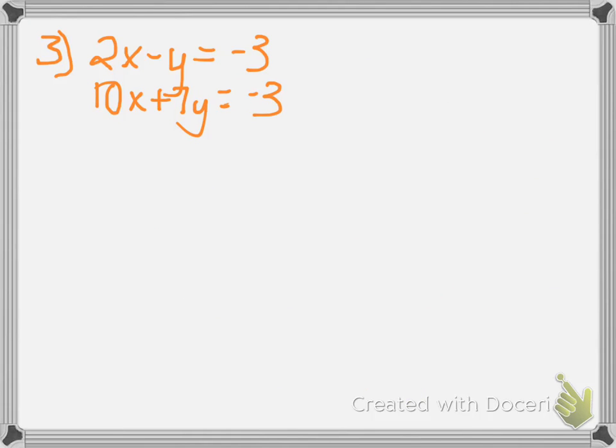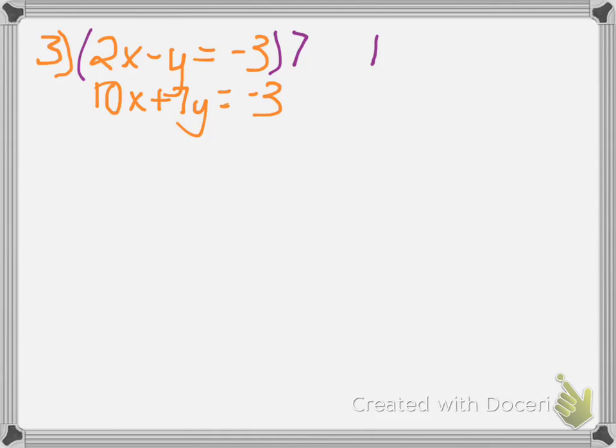This last one here, same situation. If you add straight down, nothing cancels. If you subtract, nothing cancels. This time I'm going to pick the letter y. You have negative 1y and you have 7y. What they both multiply into is 7. So I'm going to multiply the top by 7.